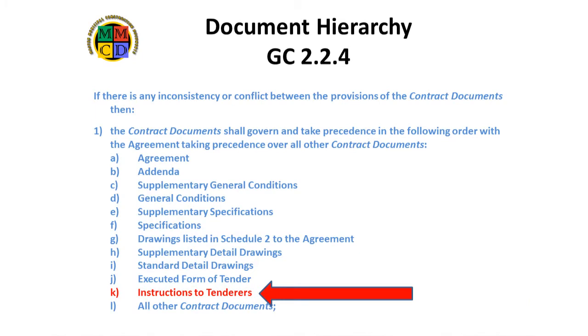Well, so far this seems pretty simple. However, I've seen some problematic subclauses written into IT-4. This is almost always due to confusion about Contract A versus Contract B. Remember, the instructions to tenderers are intended to apply to the tendering and award process, not to the construction contract. Because of this, the instructions to tenderers rank near the bottom of the hierarchy of our documents under GC 2.2.4. Thus, if a condition of Contract B is contrary to an instruction to tenderers, the IT clause will be overruled.